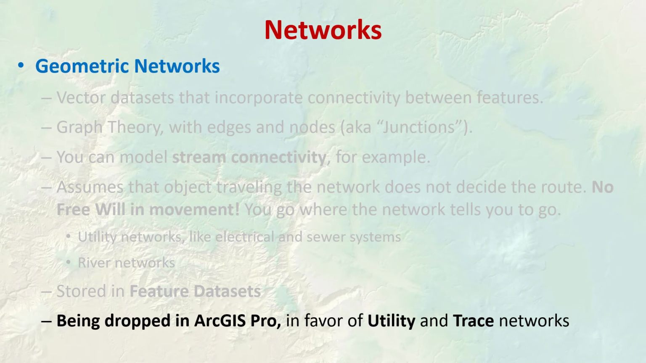Now, interestingly, ArcGIS Pro is getting rid of geometric networks. They dropped them entirely when they created ArcGIS Pro, but so many people were upset they're trying to bring them back in the version of these new things called utility and trace networks. So they were gone, now they're starting to come back in these new flavors.